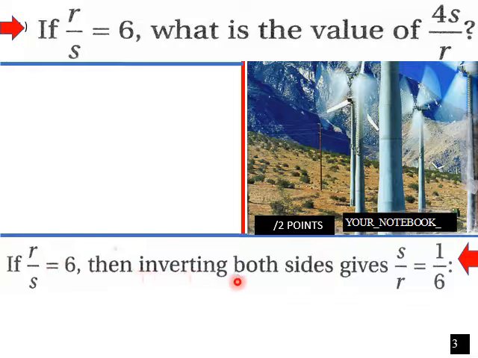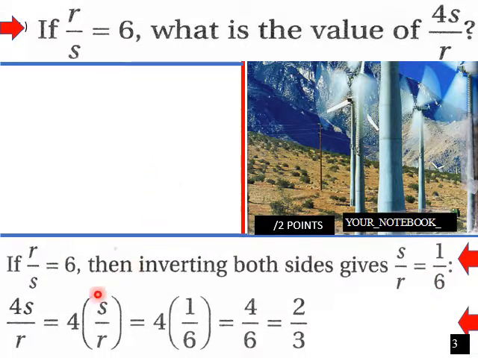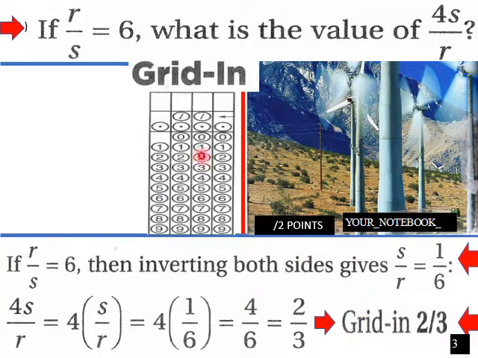So if r over s equals 6, inverting both sides gives s over r equals 1 over 6, then 4s over r equals 4 times s over r equals 4 times 1 over 6 equals 2/3. So that would be one way that you can handle this situation here. Grid in 2/3 for that. So here's your grid-in here. So you would put 2/3 there.